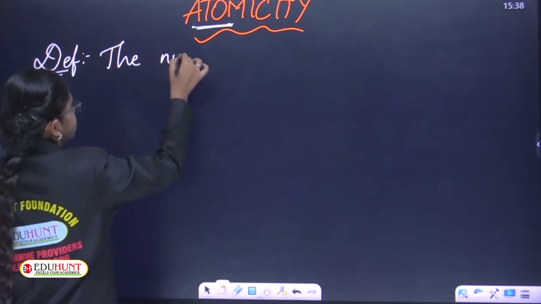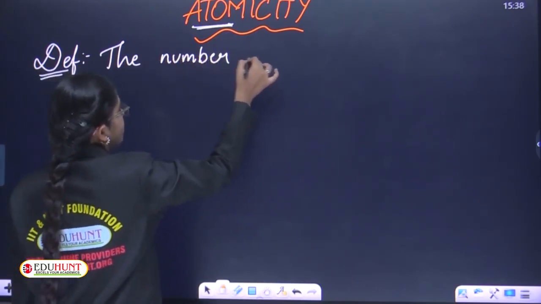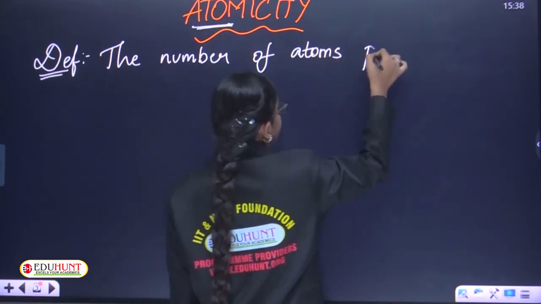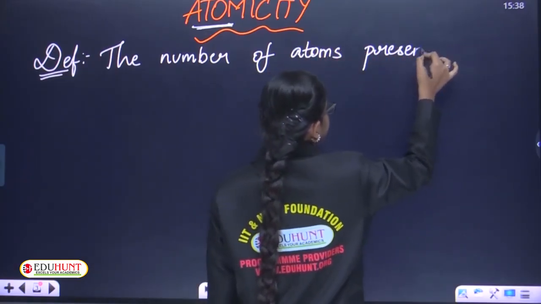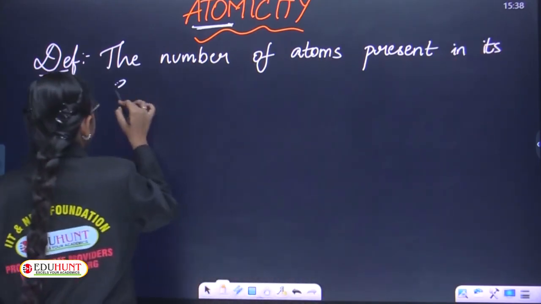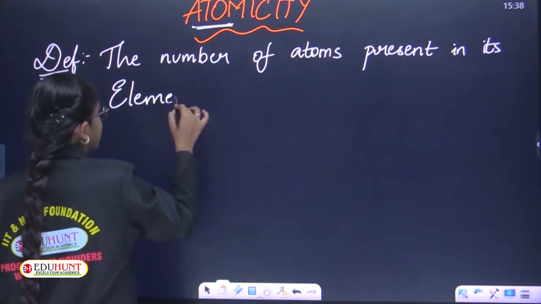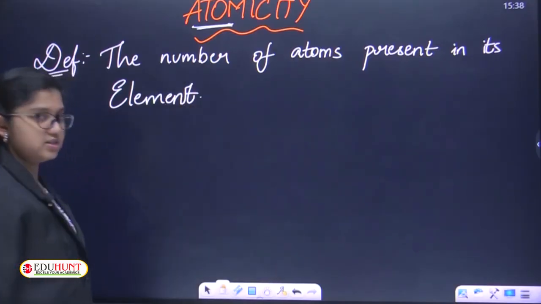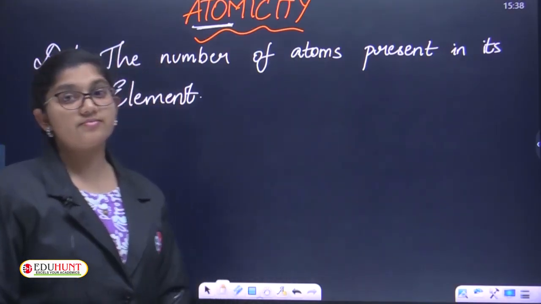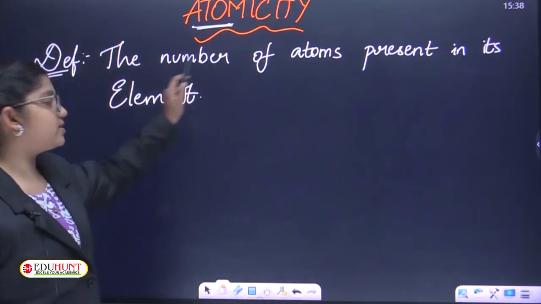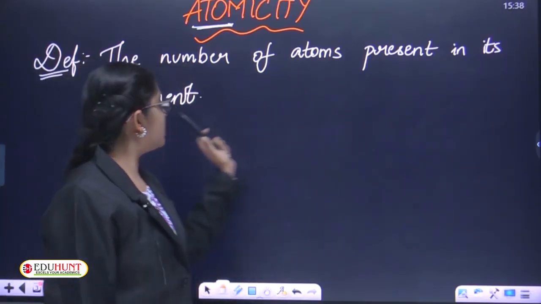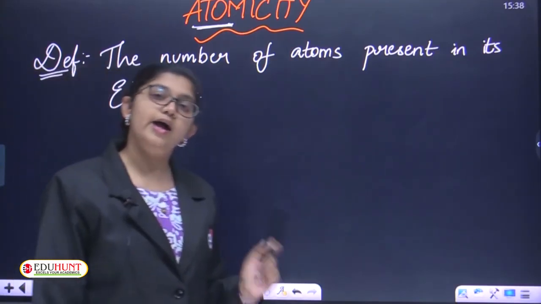The number of atoms present in its element is called atomicity. What is atomicity? How many atoms are present in that particular element is called atomicity. Okay. The definition: the number of atoms present in its element is determined as atomicity.